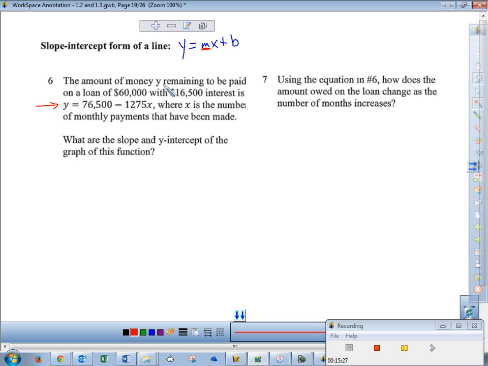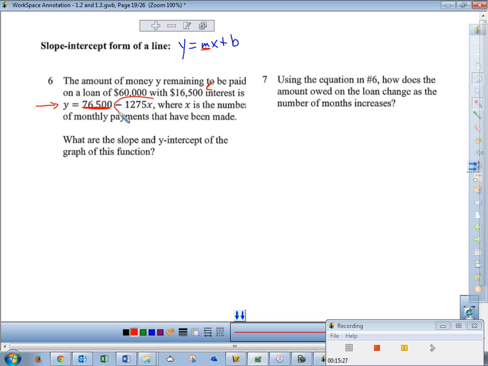The amount of money, y, remaining to be paid on a loan of $60,000 with this much interest is this equation. Where did this come from? You borrowed $60,000, which you'll do shortly, probably within the next 10 years, hopefully, when you buy yourself a house. Probably borrow more than $60,000. But what else happens when you borrow from the bank? How does the bank make money? Interest. So that's how much interest there was in the whole situation. Isn't that how much you totally owe the bank then? And you're paying $1,275 every month back, right?